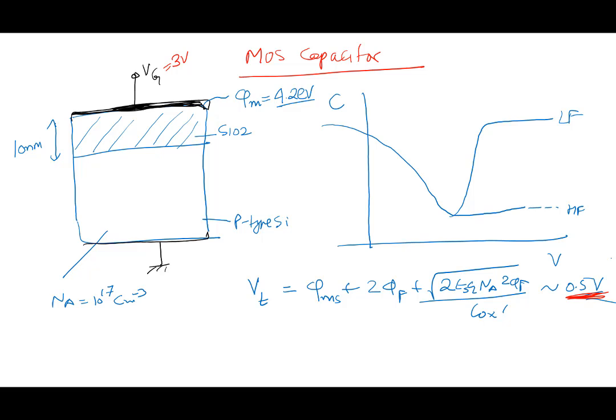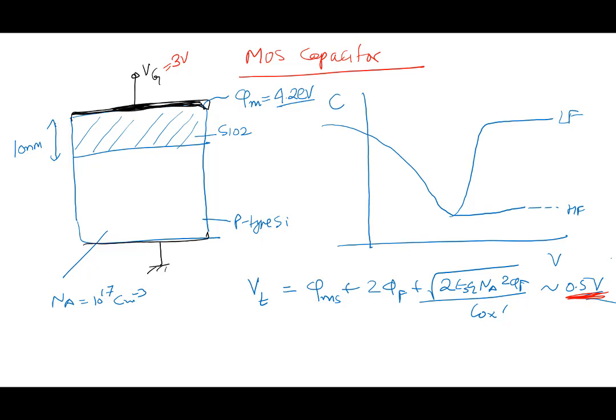You've applied a gate voltage larger than the threshold voltage. Then there would be an inversion layer, right? How much inversion layer? How much is the inversion layer? No, not the thickness. How much charge is there?